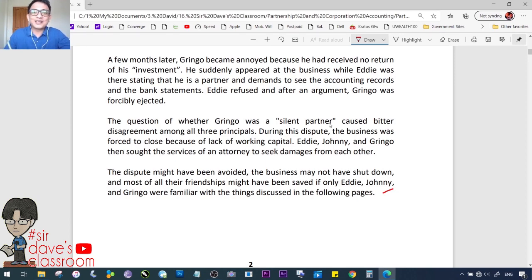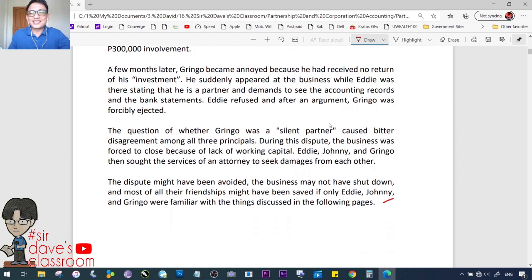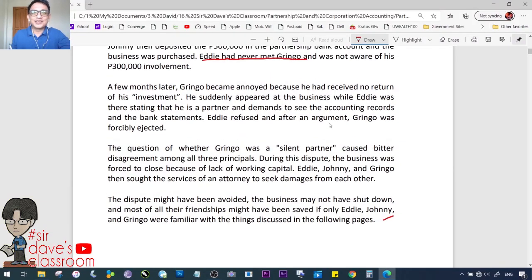Ang sinasabi ng ating case to remember, kung lang sana, ayan, si Eddie, Johnny, at saka si Gringo nag-aral ng partnership, baka hindi sila nagka-problema ng ganito. Ayan. So kung ano man yung pananaw mo later on dito sa ating case to remember, masasagot natin yan dun sa tanong na, tama bang i-consider si Gringo as a silent partner in the partnership?